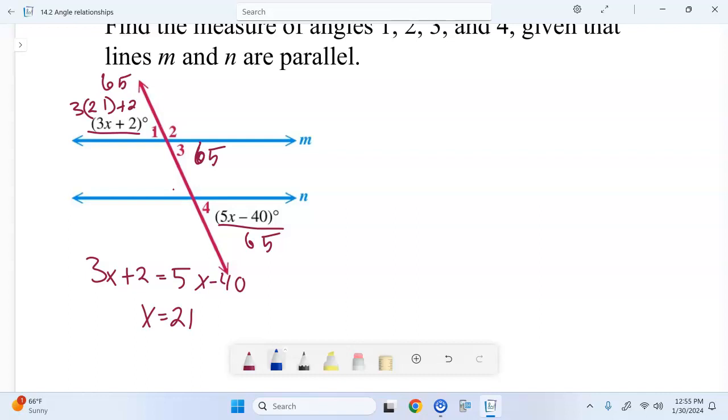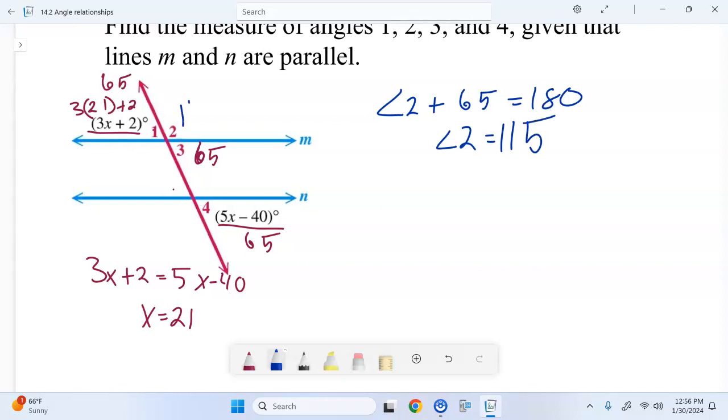So, 2 is supplementary with 1. Also with 3. Also with 4, because they're same side exterior. Okay? And 1, 3, and 4 are all the same. So we have a supplementary relationship. Angle 2 plus angle 3 or 1 has to equal 180. So the measure of angle 2 is 115. All of those angles will either be 65 degrees or 115 degrees.